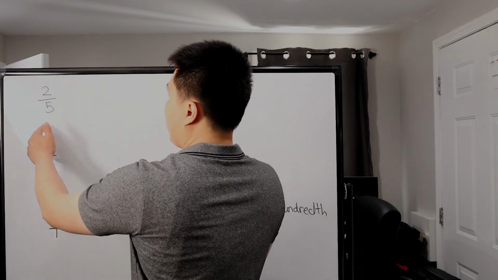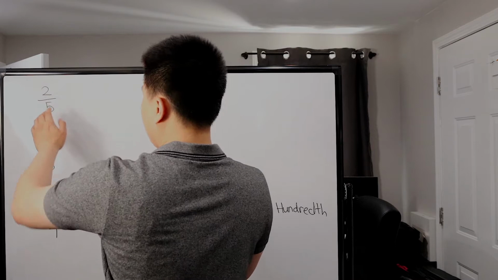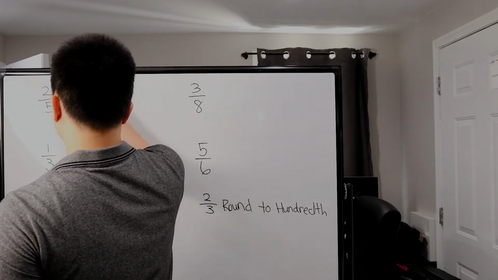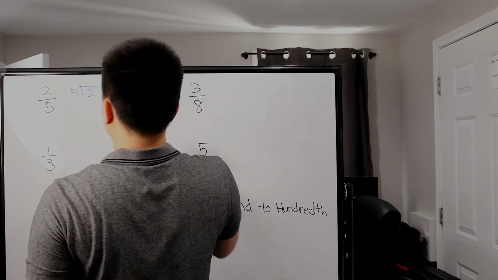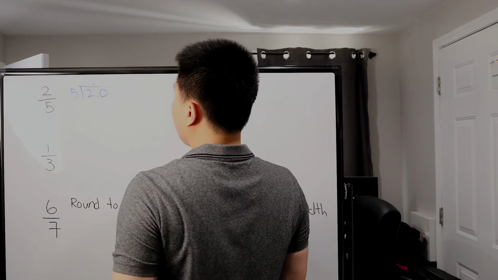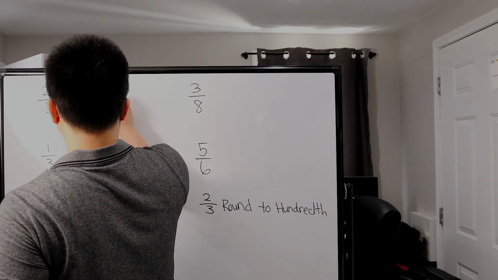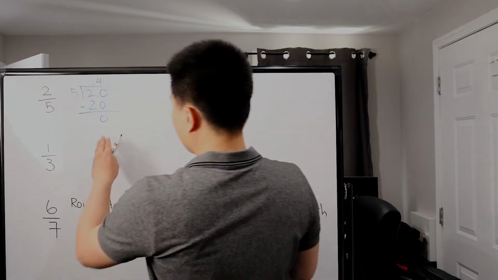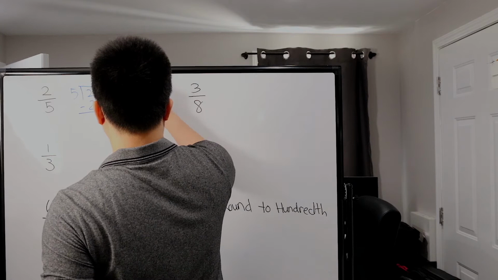Here we have 2 over 5. The 2 is our numerator, the 5 is our denominator. So we're going to divide 2 by 5. We have 5 on the outside with 2 on the inside. 5 can't go into 2, so we put a decimal right here, and a decimal right here. Now this is like a 20. 5 divided into 20 is 4. So we do 20, subtract, that's 0. Once it hits 0, we are done. So the answer for this one is 0.4.